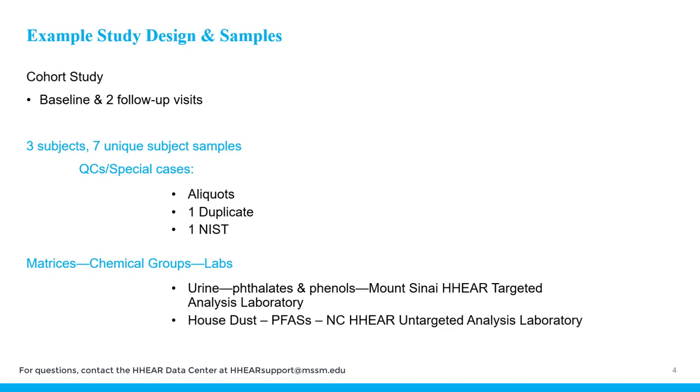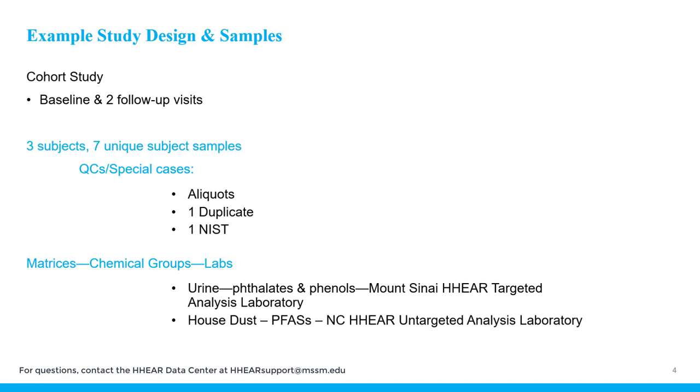Now, let's take a look at our example study. We have a cohort study in which participants had a baseline with two follow-up visits at which samples and health outcome data were collected. In this example, we will have three subjects with seven samples and some exemplary scenarios common in sample collection and measurement. First, aliquots. Second, a duplicate sample for measuring precision. And third, a NIST sample for measuring accuracy.